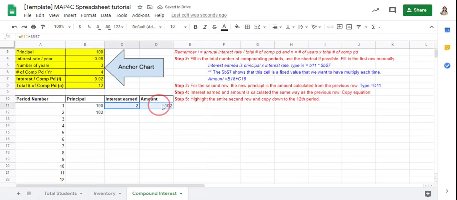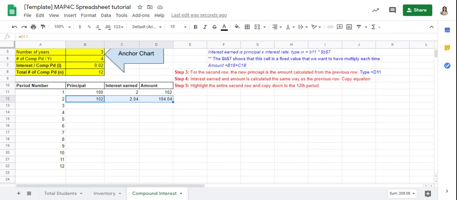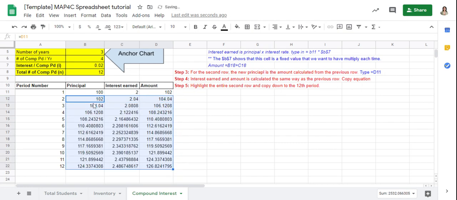Now the interest earned and the amount, I'm going to copy the equations down, and the equations will apply to these boxes. Now after the second row, I'm going to highlight principal, interest, and amount. For all of that, I'm going to grab the little bar and drag everything down so that it knows I want to copy the equation to all of those cells.